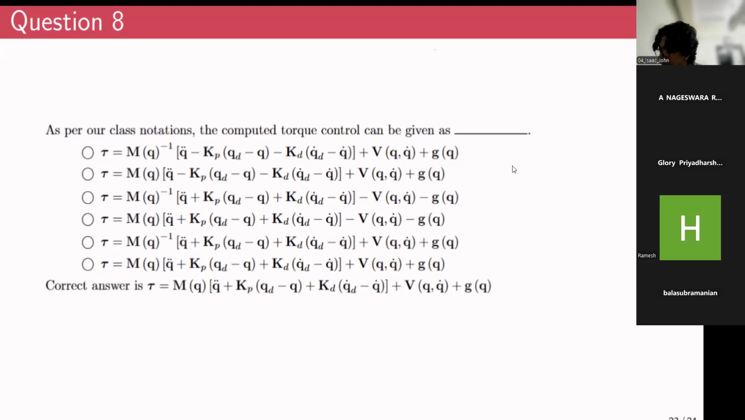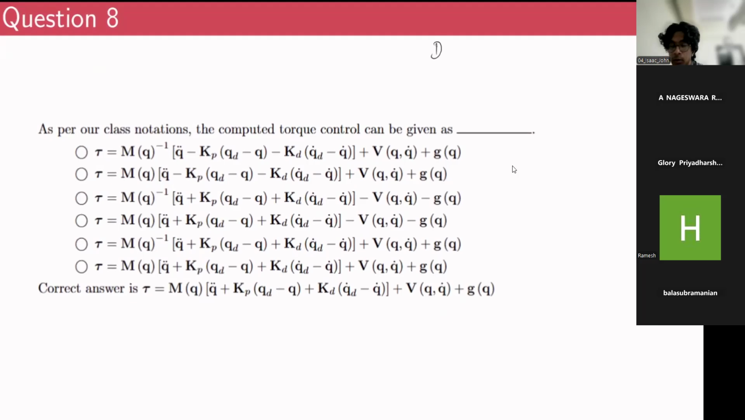So the basic principle of computed torque control is this: we have a robot, and we have a model of the robot on hand. From the dynamic model, we have the expression tau equals M(q) q double dot plus N(q, q dot). The purpose of computed torque control is that we want the system to behave as per second order error dynamics.